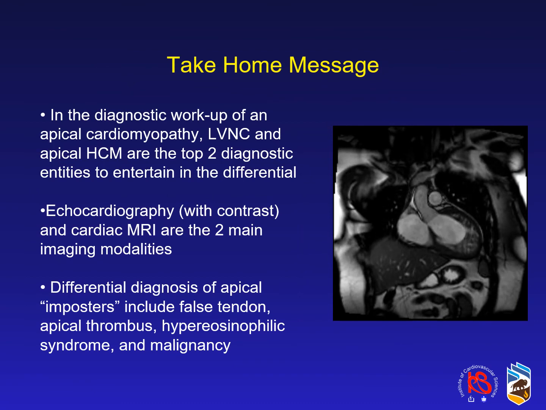At the end, the take-home message is the following. In the diagnostic workup of an apical cardiomyopathy, LV non-compaction and apical hypertrophic cardiomyopathy are the top two diagnostic entities to entertain within the differential diagnosis. One must remember that echocardiography, with contrast in particular, and cardiac MRI are the two main imaging modalities. And in the differential diagnosis of apical imposters, please do not forget false tendons, an apical thrombus, hypereosinophilic syndrome, as well as malignancy. Thank you.